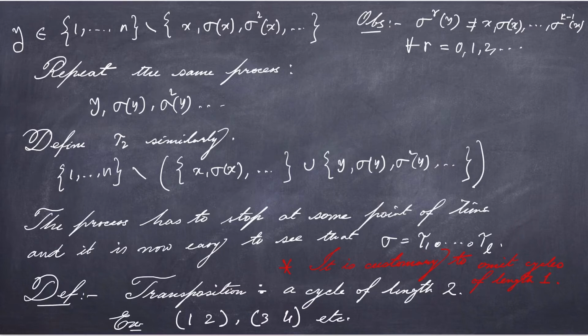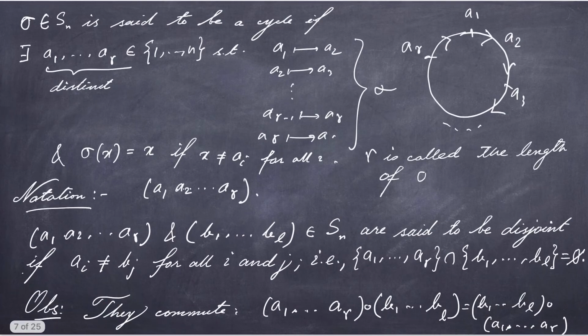So from now we assume that whenever we say that sigma is the product of disjoint cycles tau 1 up to tau L, each cycle must have length at least 2. Again, let me remind you, for a cycle, if sigma is a cycle of R elements, then R is called the length of sigma.